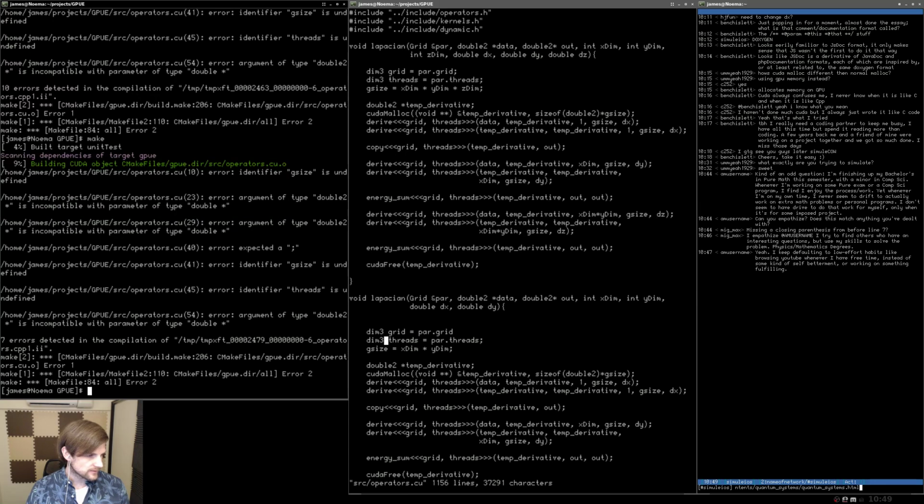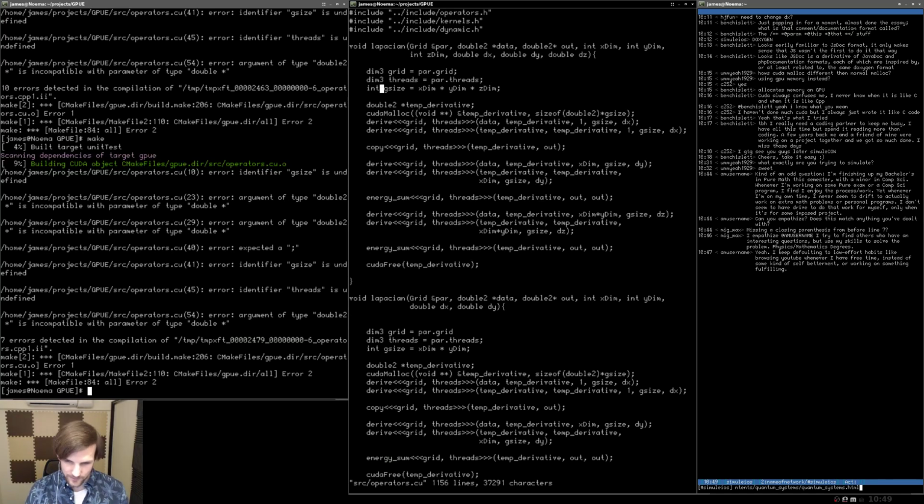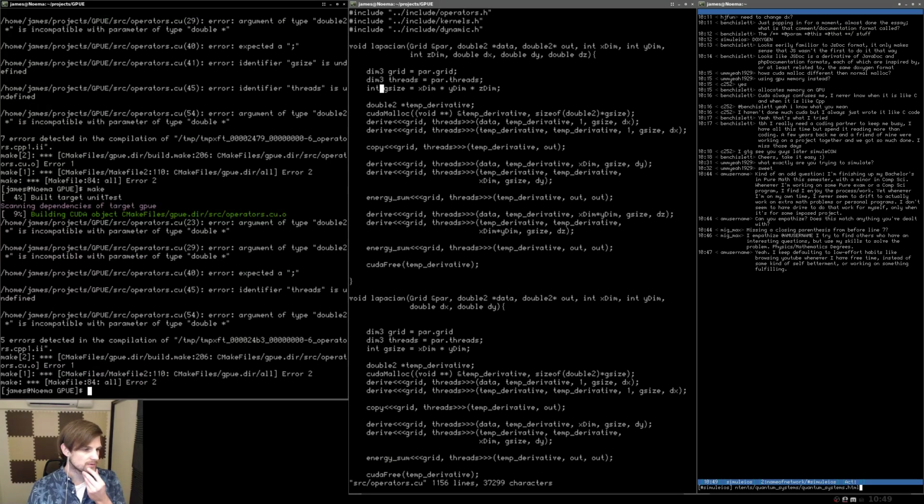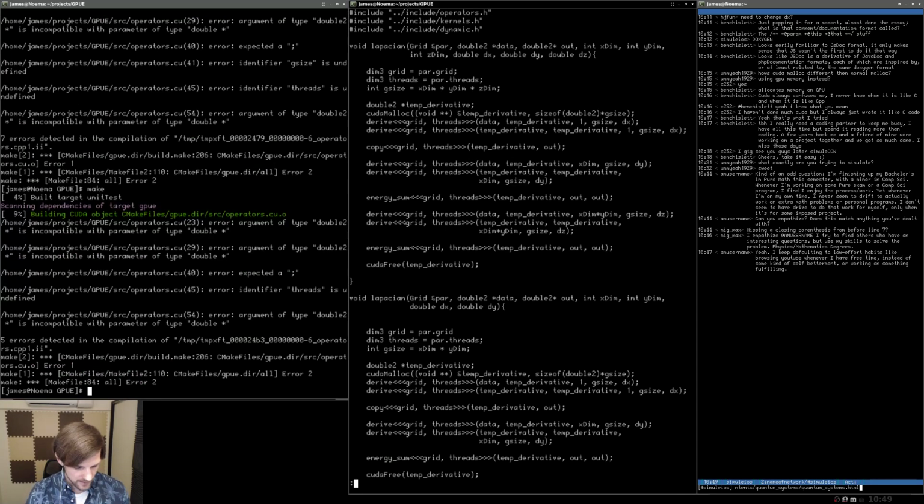Error type double 2 star is incompatible type double. What's 23? G size is undefined. I also forgot an int there. Oh my gosh, I'm an idiot. I've gotten so used to writing Julia code that my C++ is just crap. Okay, let's keep going. Write this, go over here, make that. The next error should be double 2, so this is going to be on line 23. Energy sum. Okay, that's because energy sum must be for double values.